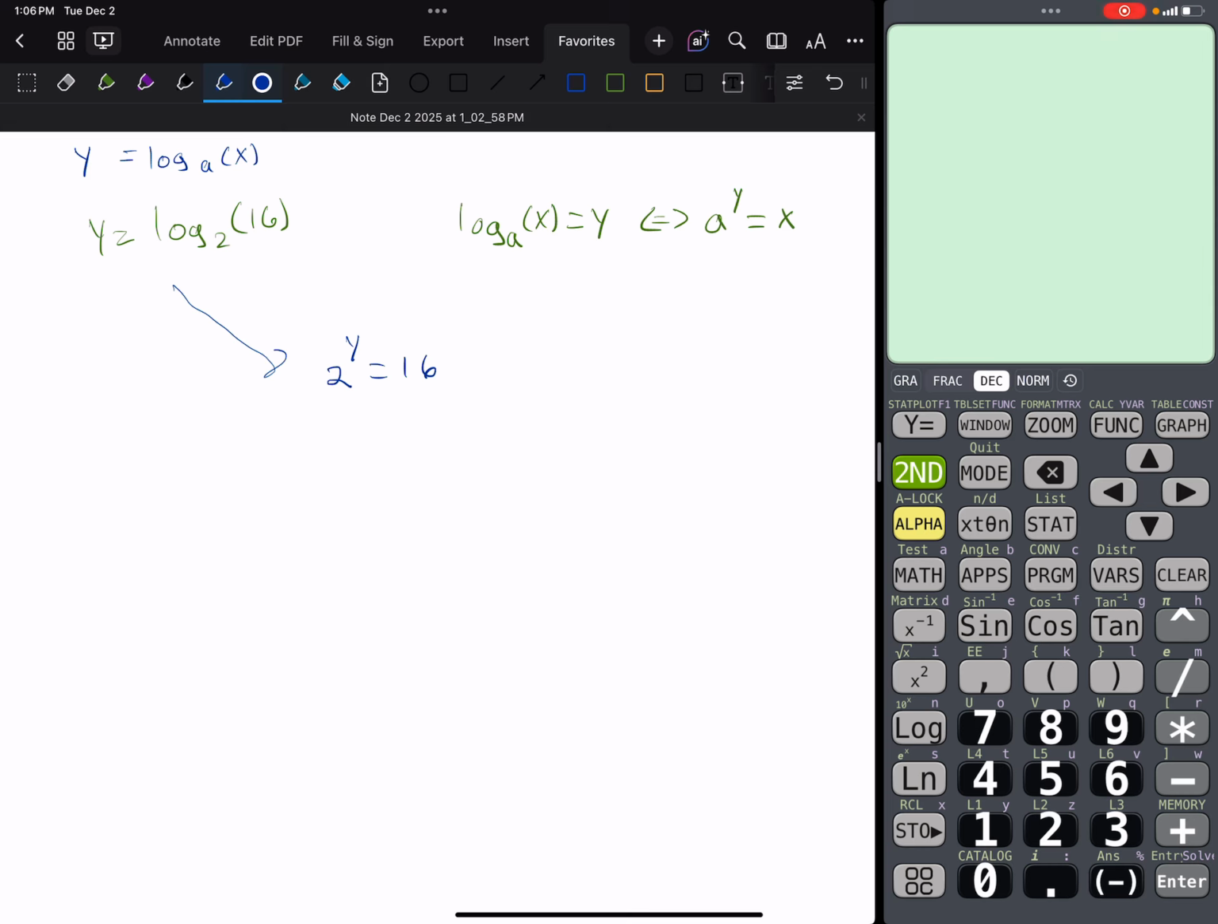Well, if I think about 16, back to my old factor tree, the last digit is divisible by 2, so the whole thing's divisible by 2. So I get 8 and 2, and then 8 is 4 and 2, and then 4 is 2 and 2. So 2 times 2 times 2 times 2 is 16. That means 16 is 2 to the fourth, because an exponent tells me how many copies of the base I have multiplied together. So this becomes 2 to the y equals 2 to the 4. The only way for that to work is for y to equal 4.